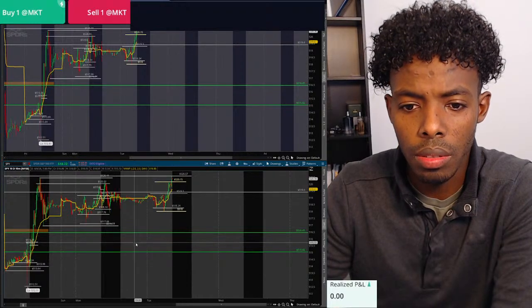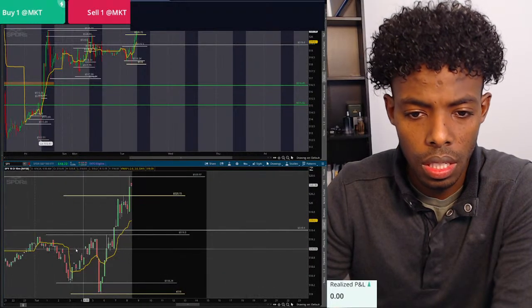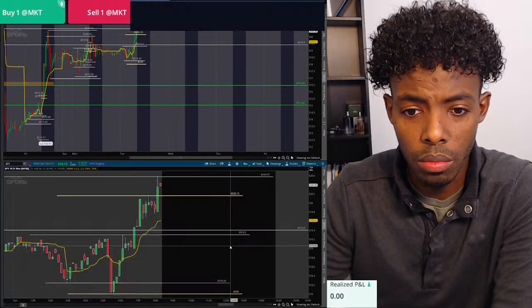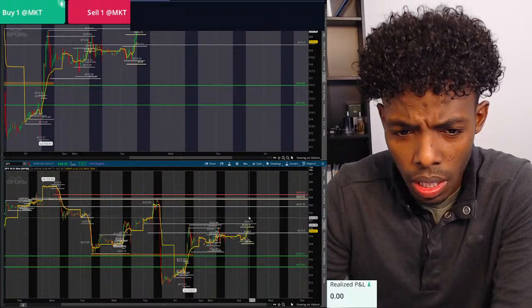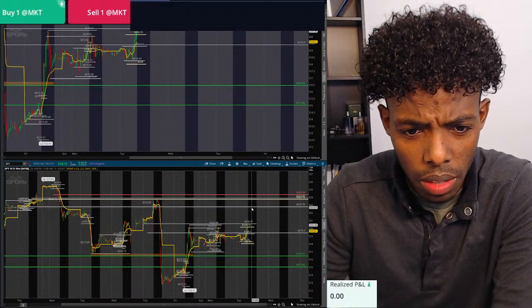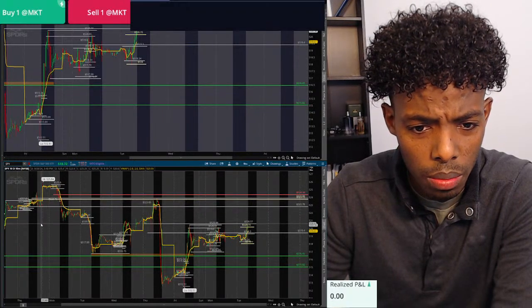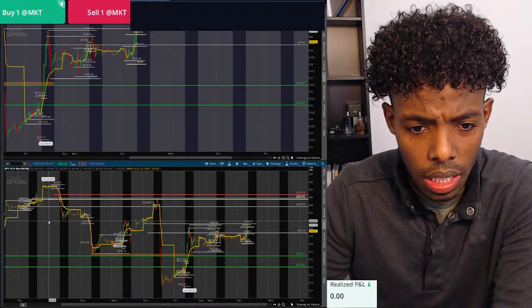Let's go back to reality. Wow, what a nice move up with the SPY here. So these are the levels we have marked, and we're going to be waiting for these levels. Oh, as well as here too. This is pretty important right here, as you guys can see.